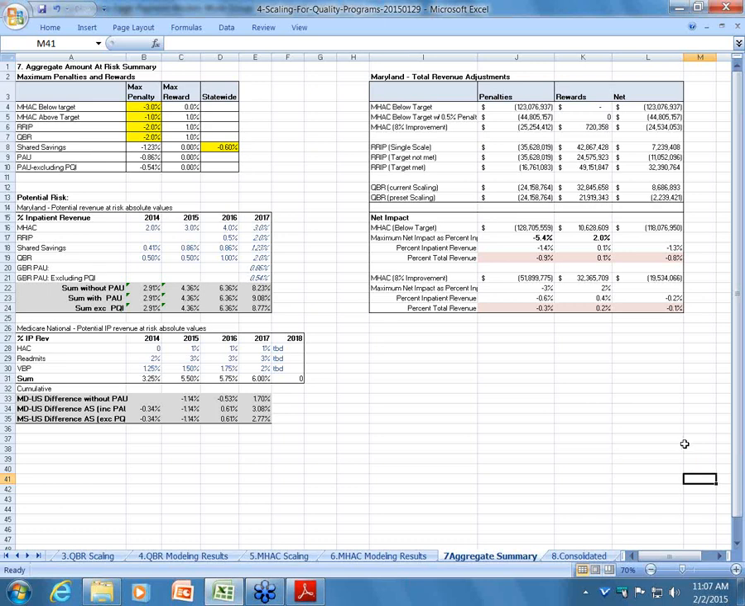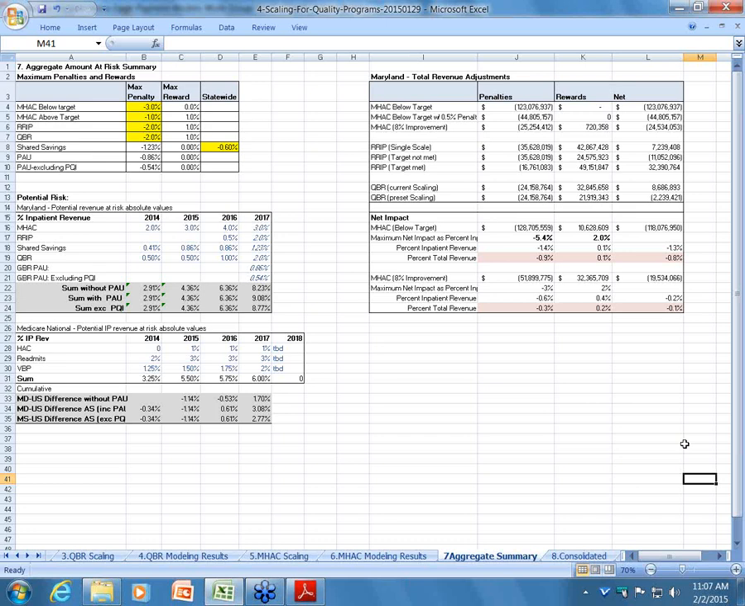So on the shared savings, we determine a statewide reduction, and then we distribute it, as I said, based on the readmission rate. So the highest reduction for the shared savings is going to be 1.23%. And then I added the PAU estimates from last year so that we can calculate the aggregate amount at risk for CMS purposes.